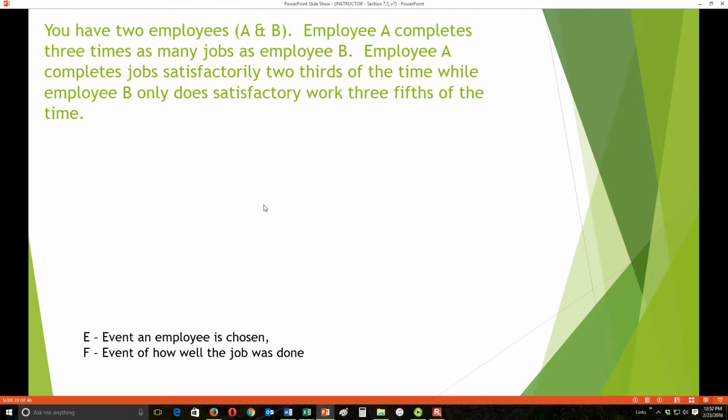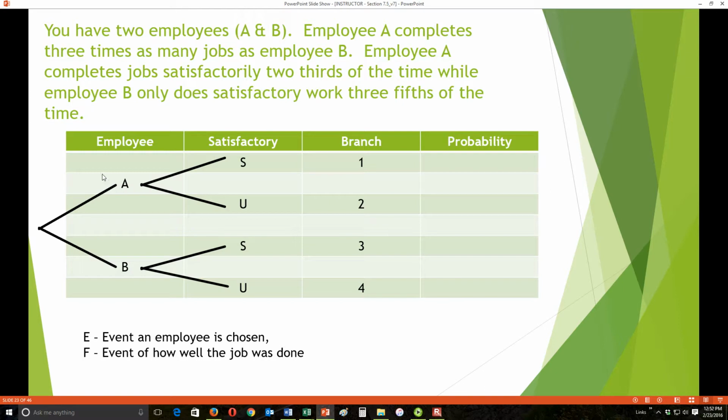So let's see how we'd set this up. Event E is the event an employee is chosen, and event F is the event of how well the job was done. I'm going to make one column for each event. I have employee A and B. I have 2 branches, because I'll either choose A or choose B. Satisfactory or unsatisfactory for each person, which leaves me a total of 4 different branches.